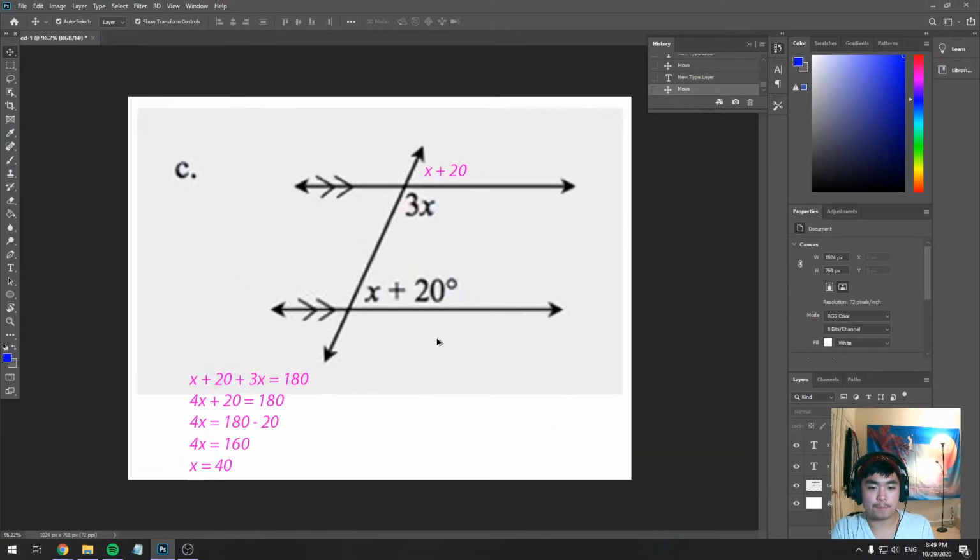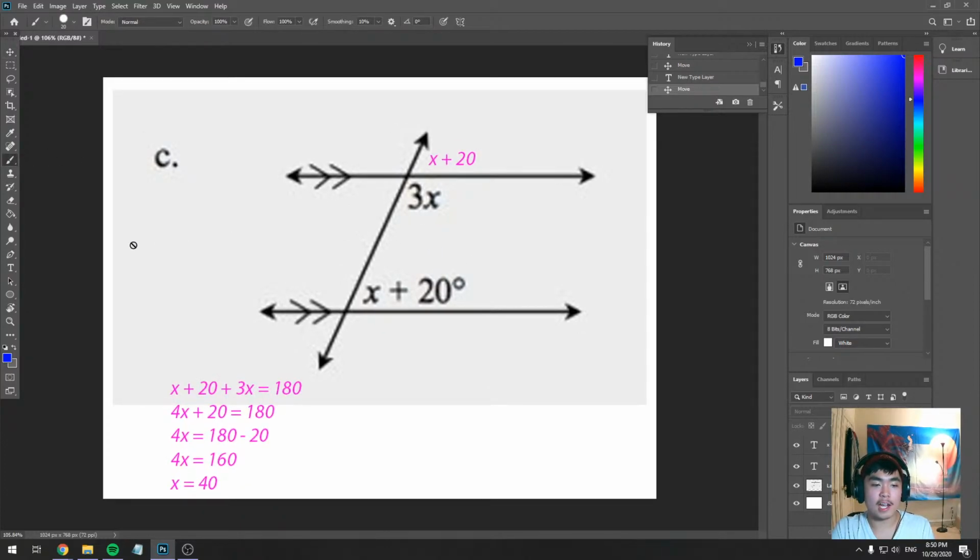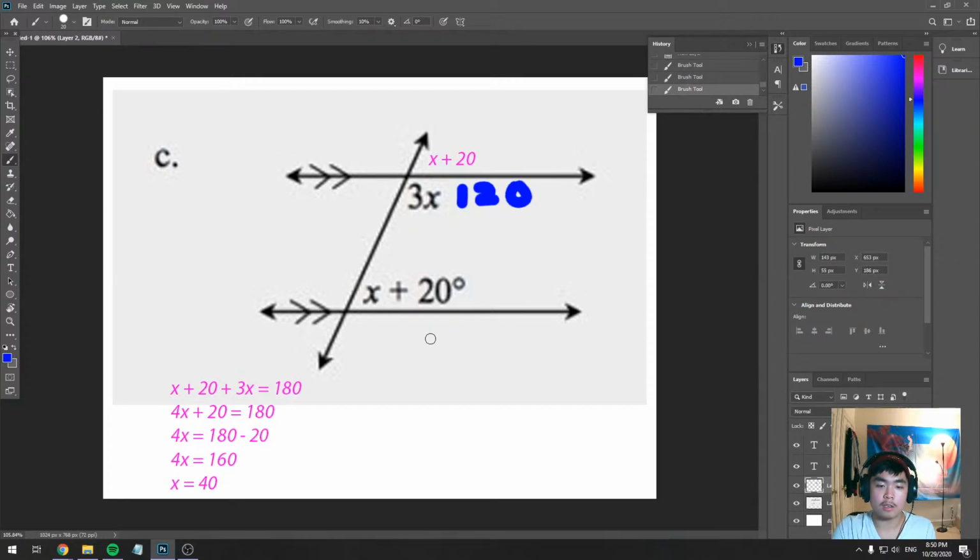All right. So remember though that 40 is not the actual angles. The actual angle degrees are when you plug 40 back in. So for example, this angle, it's not 40. This is 3 times 40, which is 120. What is this angle? It's not 40. It's 40 plus 20, so 60.